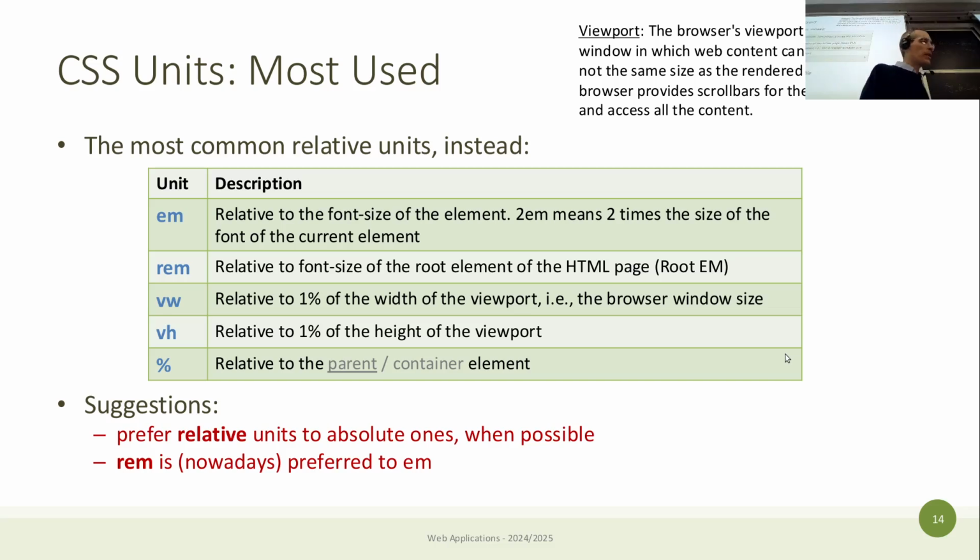So in short, when we have to specify size, probably rem is a good choice, unless you have a relative measure to express to the parent or the container element, so you have a certain amount of space and you need to divide it.